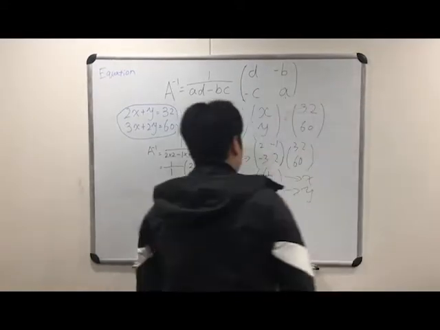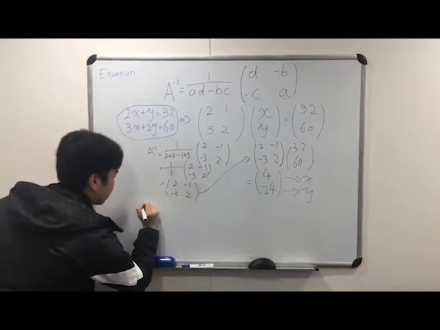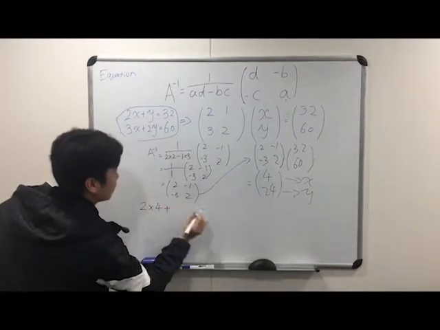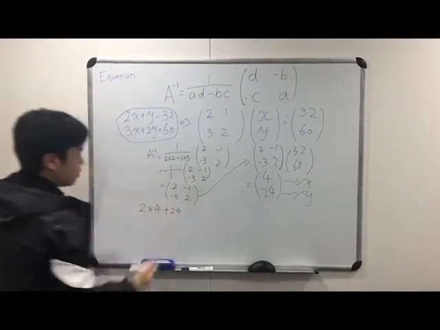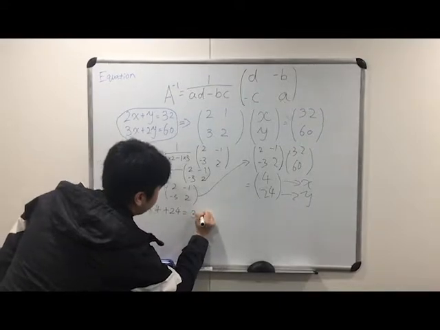Now, to check this x and y, we can substitute back into the equation. So this will become 2 times 4 plus 24. 2 times 4 gives 8 plus 24 is 32.